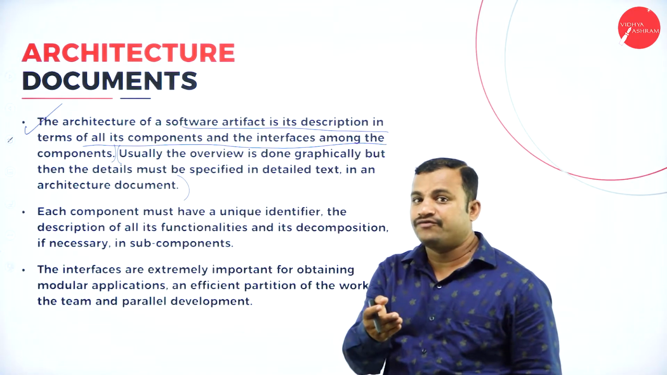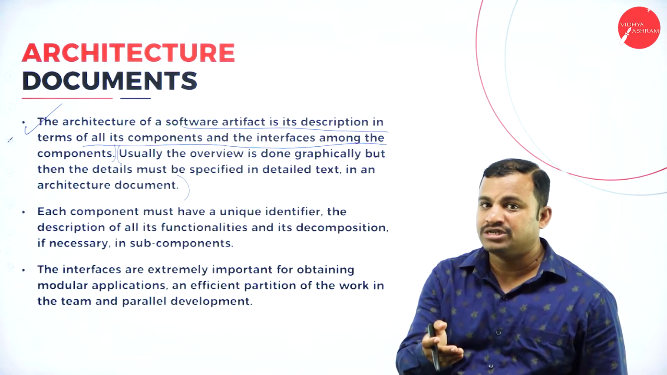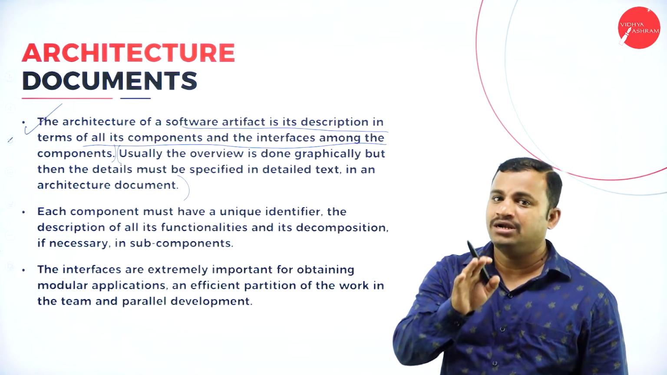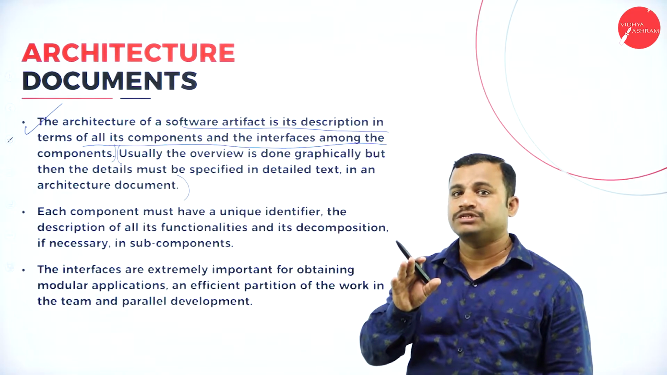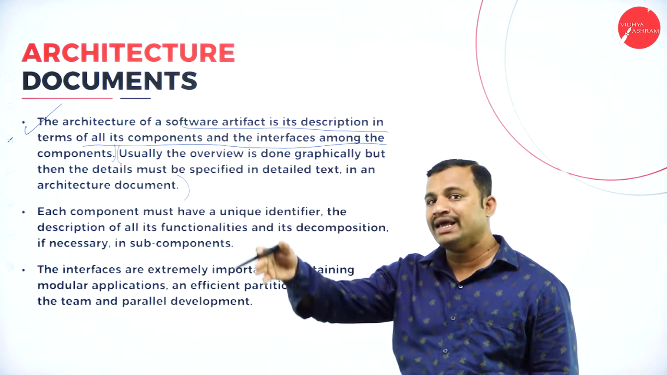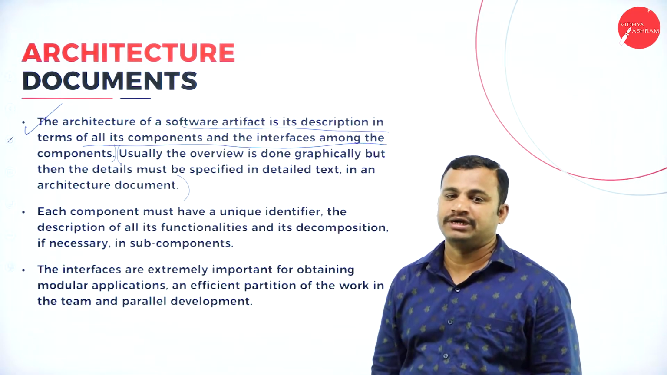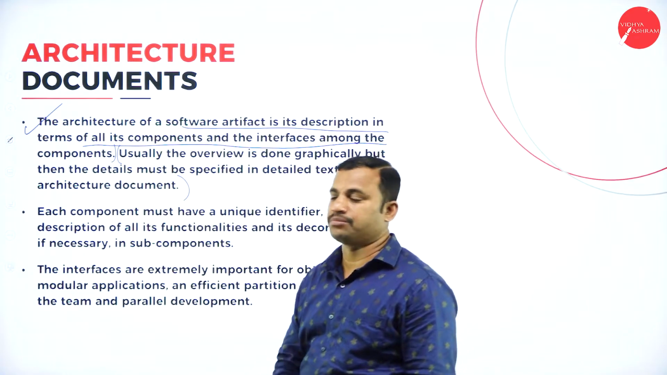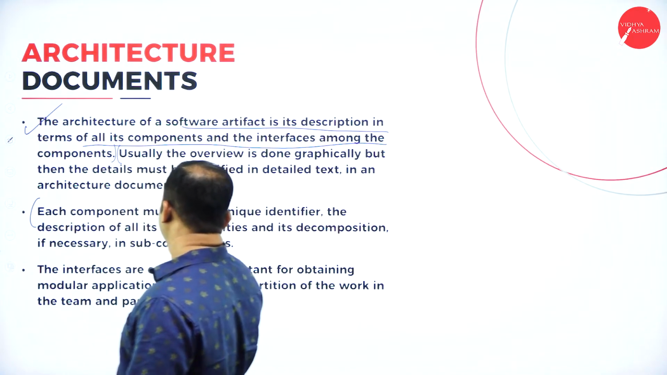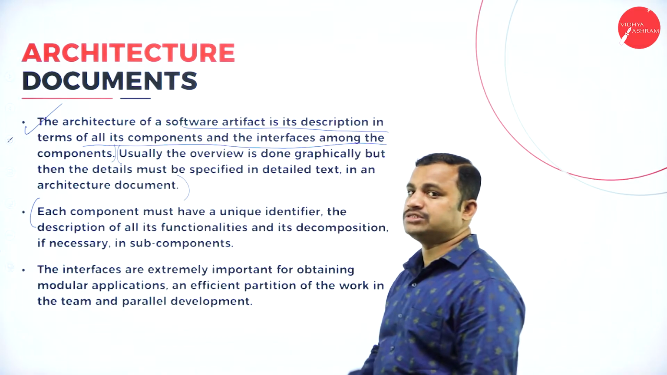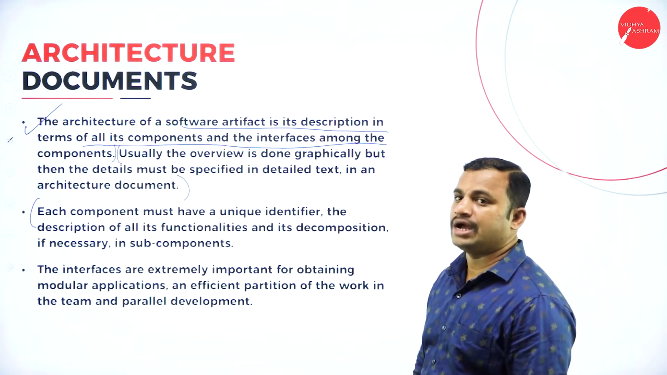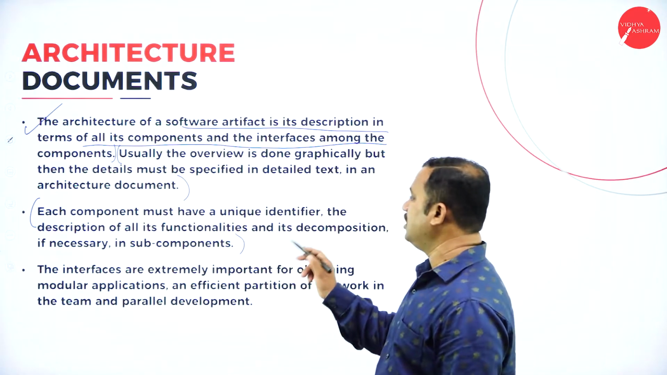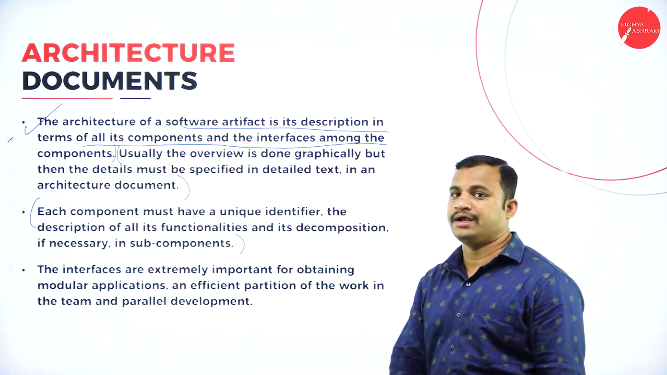That means even if you want to propose any of the methods, that has to be instituted with an appropriate architectural diagram. The architecture diagram must specify the overall details of the proposed method. That is why we require the architectural documents while developing a software product. So each component must have a unique identifier. That means the modules must be identified by a unique identifier, and the description of its functionalities and the decomposition, if necessary, in subcomponents must also be identified carefully.